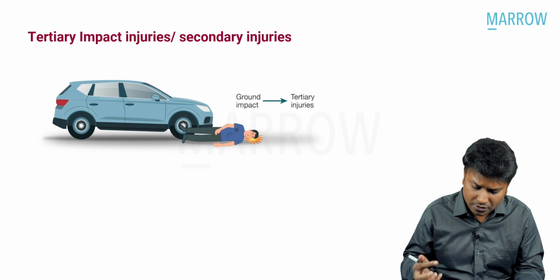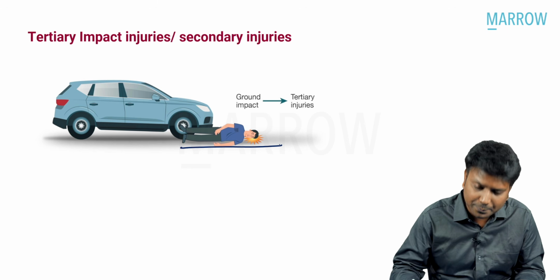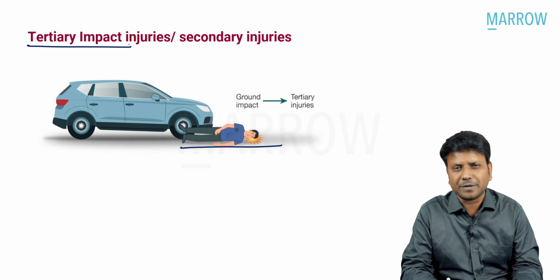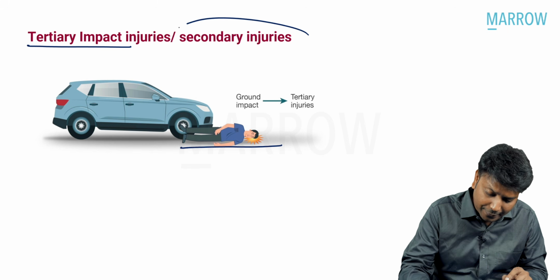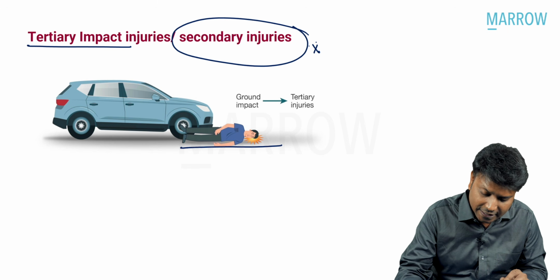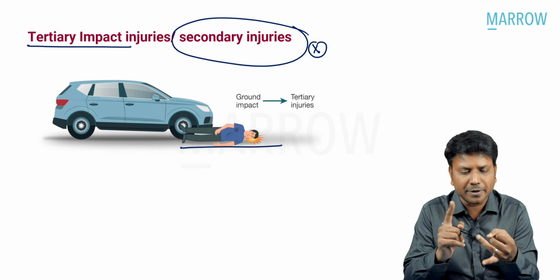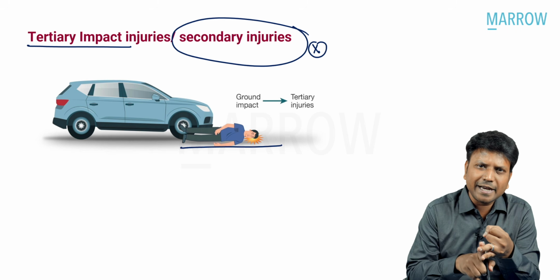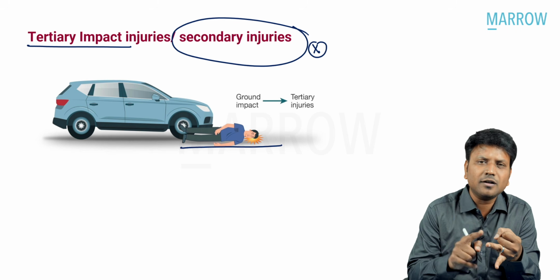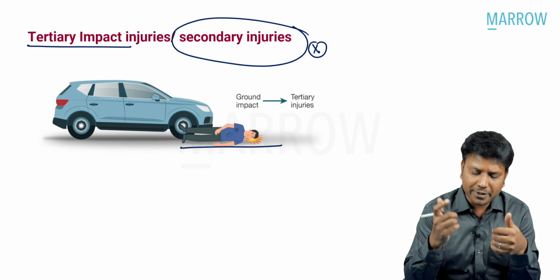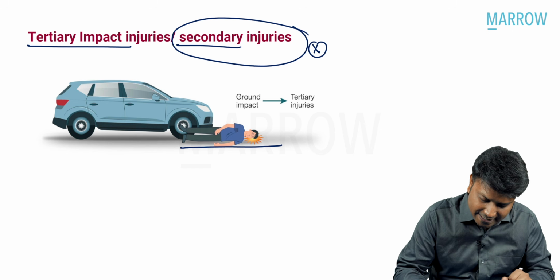Then the person falls on the ground. When the person falls on the ground, due to the ground impact, the person will be dragged on the road. This is called tertiary impact injury. Remember, tertiary impact injury is also called secondary injuries. We discussed primary impact, that is the first impact. We discussed secondary impact, the person falling on the vehicle, that is the second impact. When the person falls on the ground, that is called tertiary impact, which is also called secondary injuries.